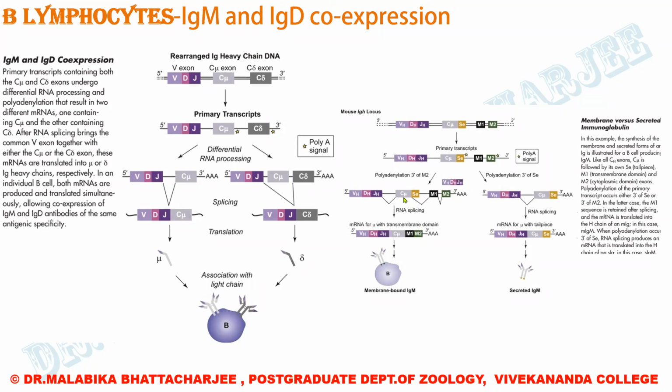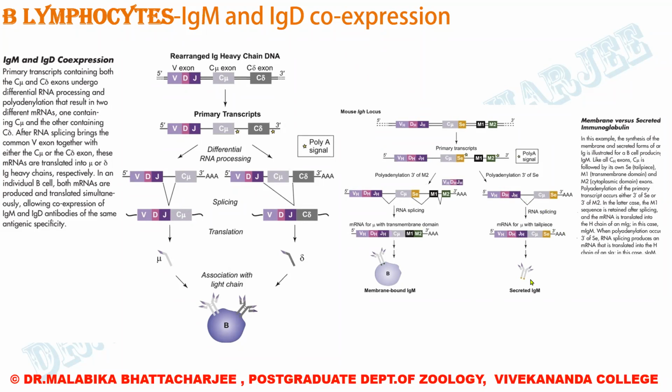If you can see here, after C mu, M1 and M2 are joining with the splicing out of the SE segment. So we are getting the membrane-bound IgM. But in case of secreted IgM, we are having another polyadenylation signal after the tail piece or the secretory piece. And when the intermediate segment is spliced out, the joining results in the production of a mRNA mu with tail piece, so it's an IgM with the tail piece.